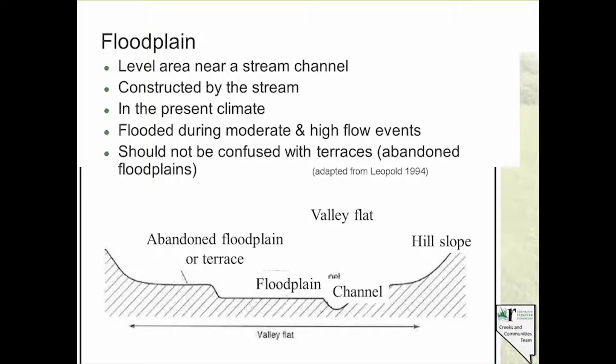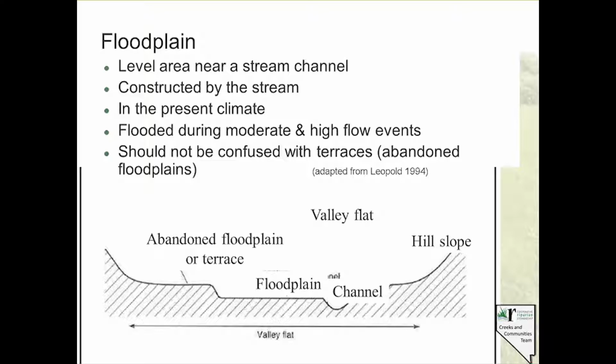And then we don't want to confuse floodplain with the word terraces. Usually the word terrace in this instance is used to relate a feature that used to be a floodplain. So it was a feature that was deposited by the river adjacent to the channel, building a floodplain. But since then, there has been some reason for that stream to downcut, and then it may have cut laterally as well. But that feature that used to be a floodplain is now referred to as a terrace.